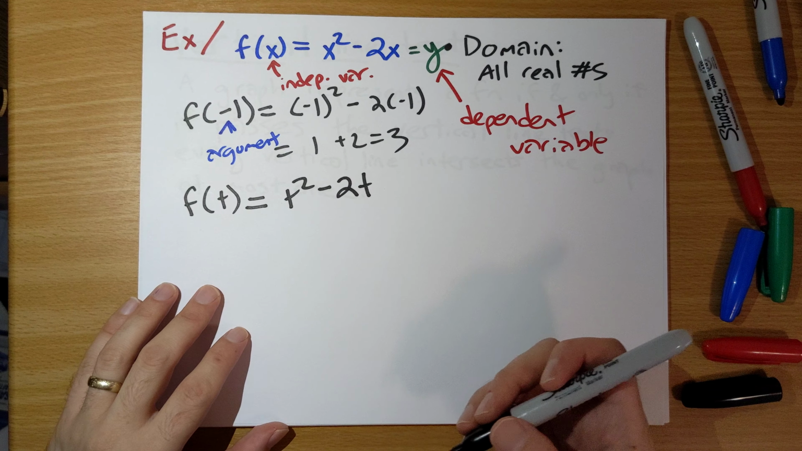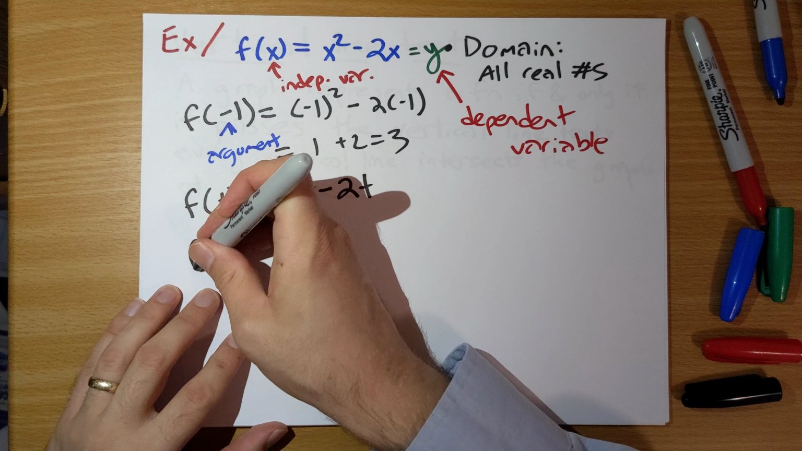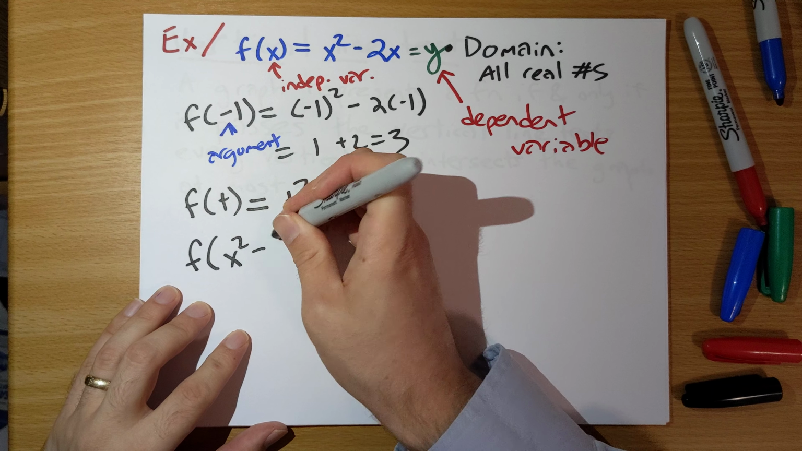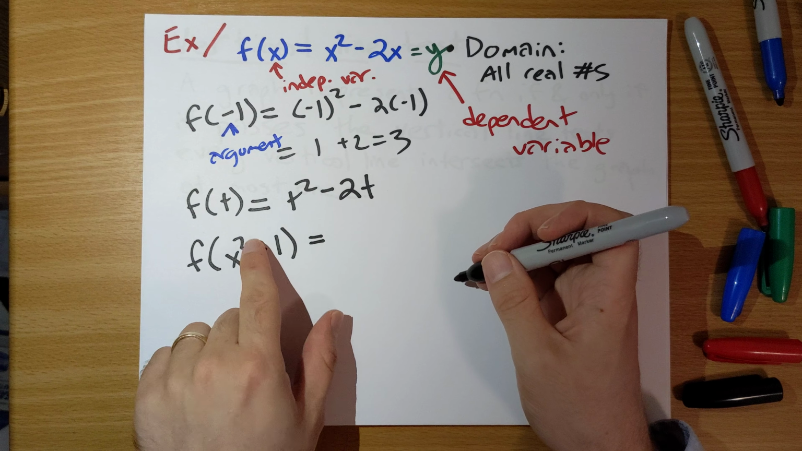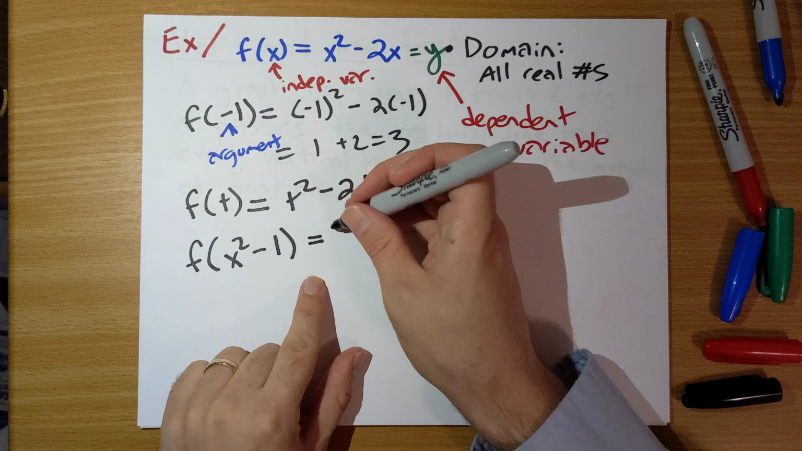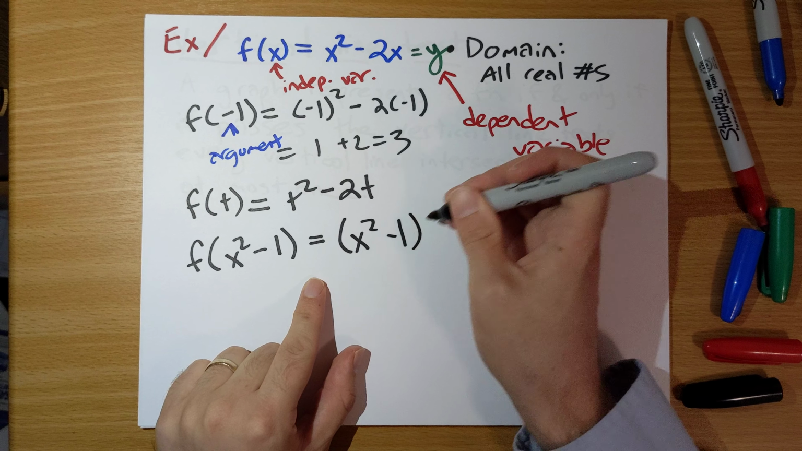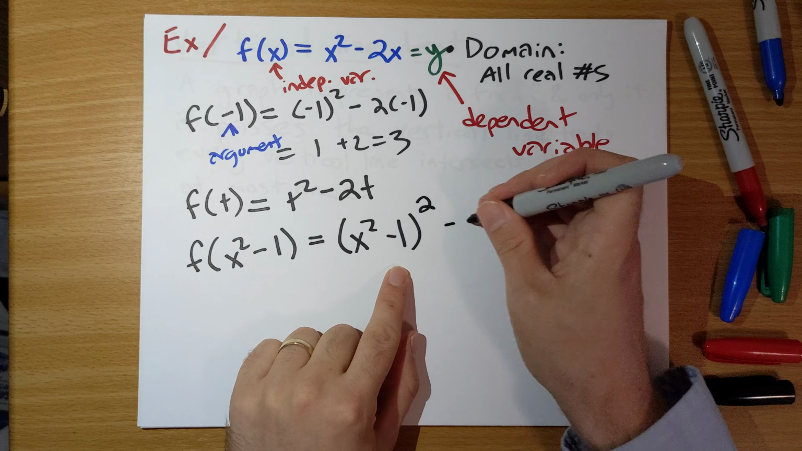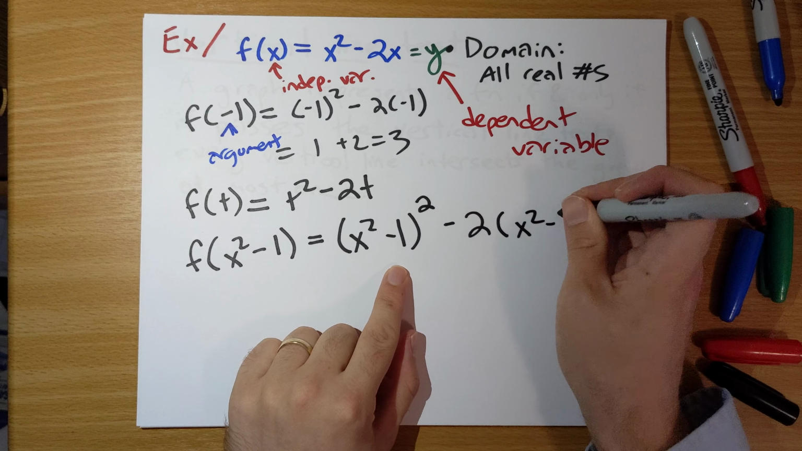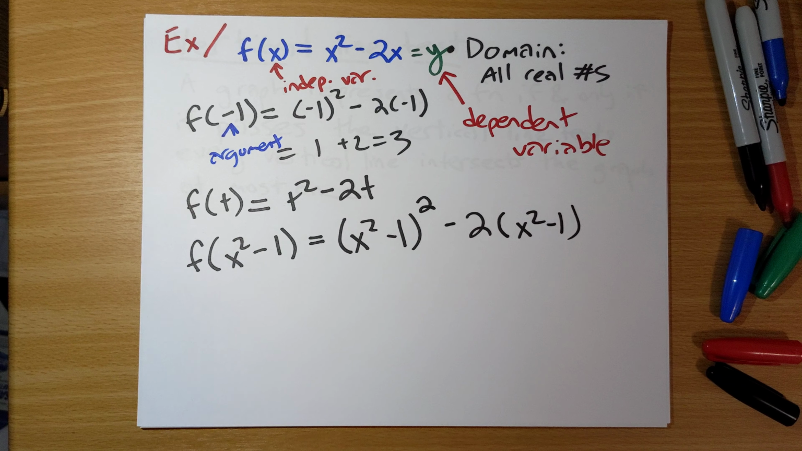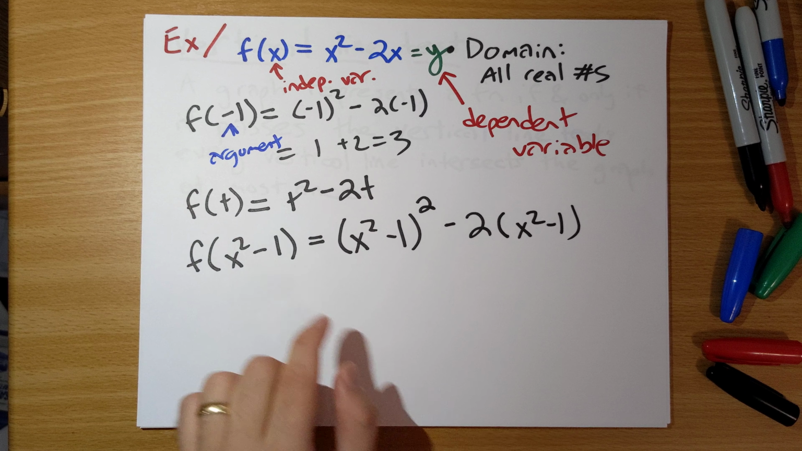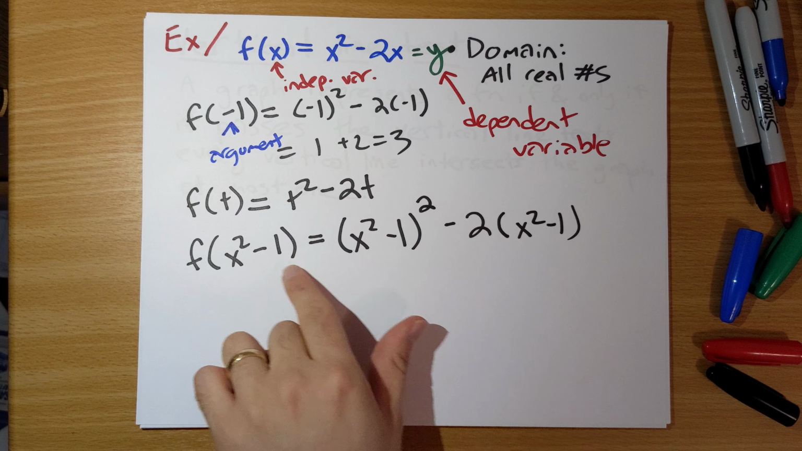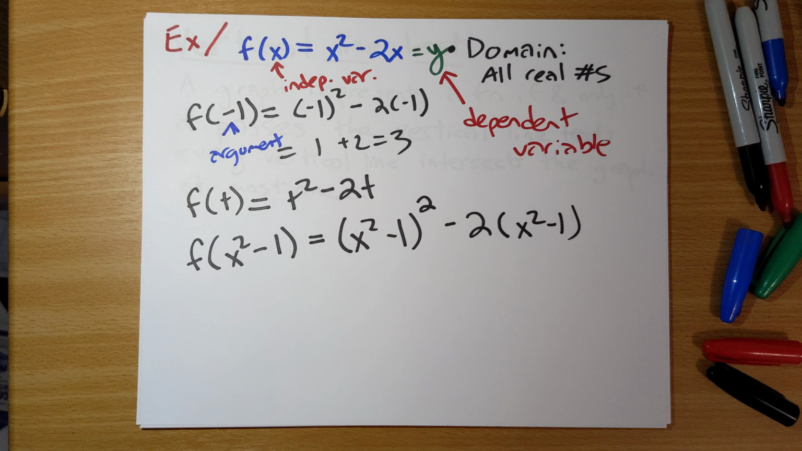I could make it a function of x squared minus 1. f of x squared minus 1 is equal to, everywhere we see an x up here, we replace it with x squared minus 1. So x squared minus 1, squared, minus 2 times x squared minus 1. This is f of x squared minus 1. You could simplify this, you could expand this if you wanted to.